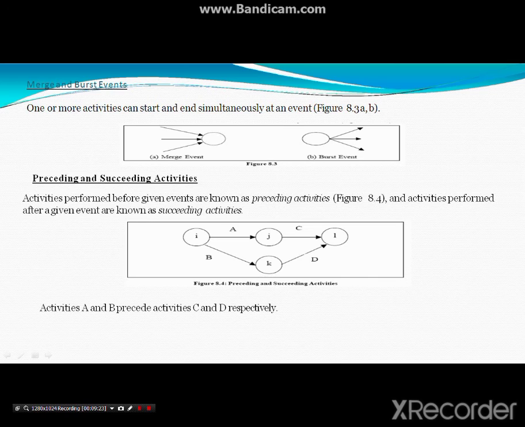Sometimes in your exam they are going to ask: A and B precede activities C and D, draw the network. What is the meaning? It means the previous activities of C and D are A and B. So C and D have the previous activities A and B. In this way we can draw the network from the various logical sequences given to you. Thank you very much.